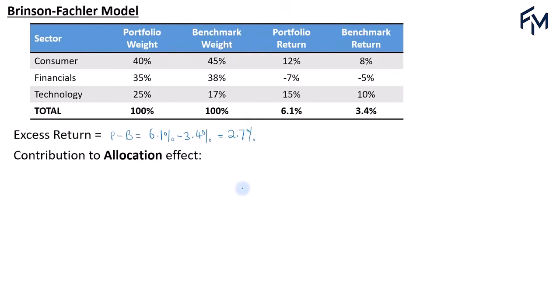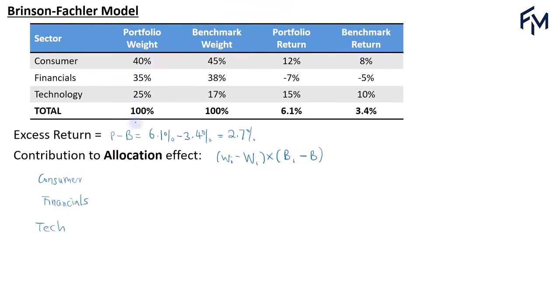We can attribute this to the allocation effect, the selection effect, and also the interaction effect. Now we'll start off by calculating the contribution to the allocation effect for each sector. So the formula for the allocation effect is based on the portfolio weight minus the benchmark weight, and then we'll multiply that by the benchmark return for sector i minus the overall benchmark return. Now, I'll do it for consumer, and then financials, and technology.